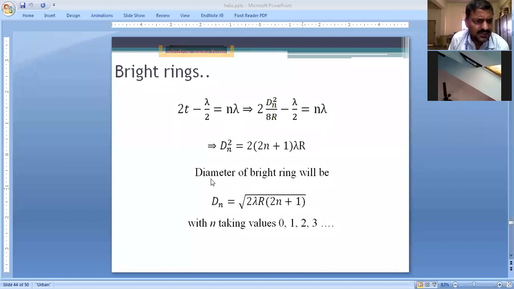First line, repeat again. Which first line? Are you talking about this? 2t minus lambda by 2 is equal to n lambda. Is this what you want? 2t minus lambda by 2, this is the path difference created. Did you get this expression? In the previous slide, I have shown it.